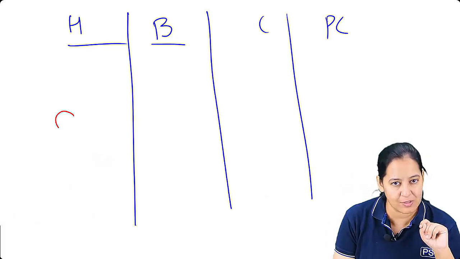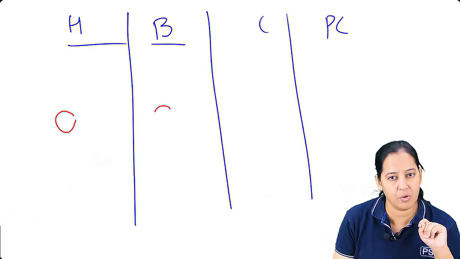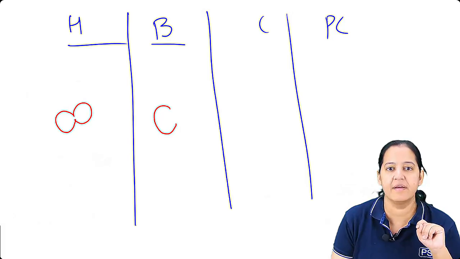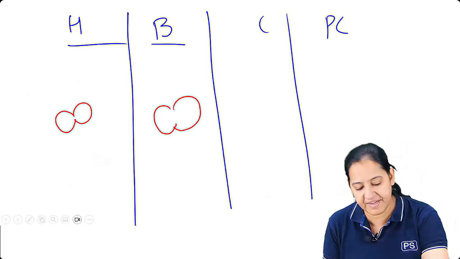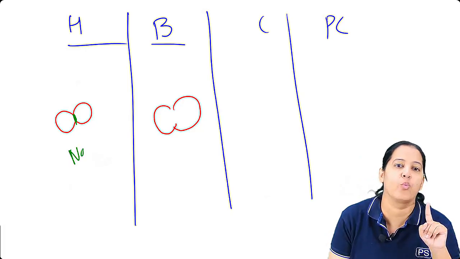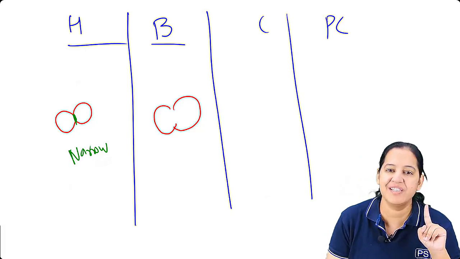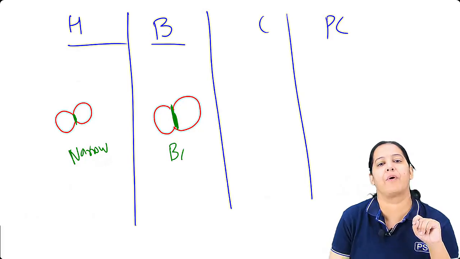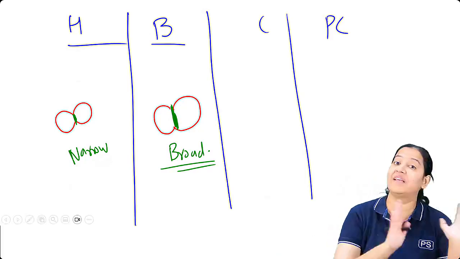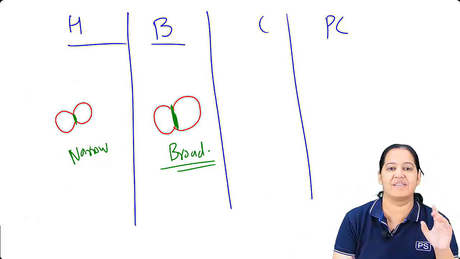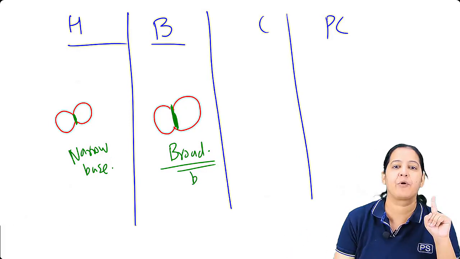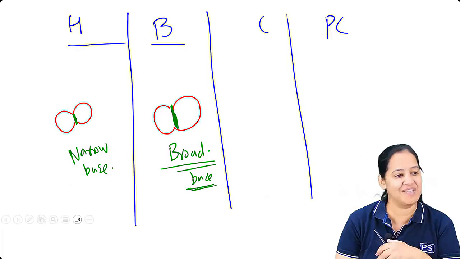This is also budding. But see, I'm drawing the two buds. This is a bud here and this is a bud here. Appreciate the base here, it's narrow, and the base here, it's broad. That is the only difference between histo and blasto: narrow base budding and broad base budding.